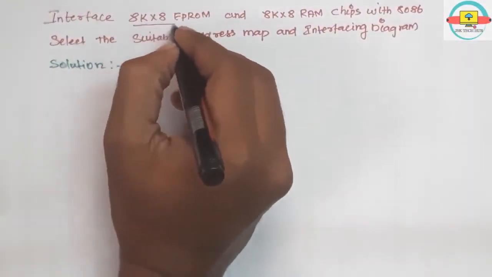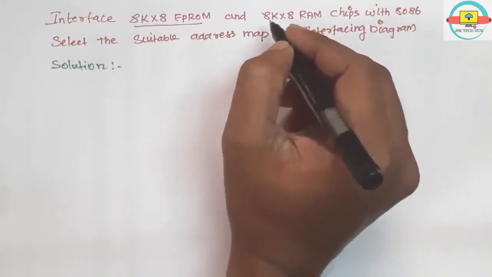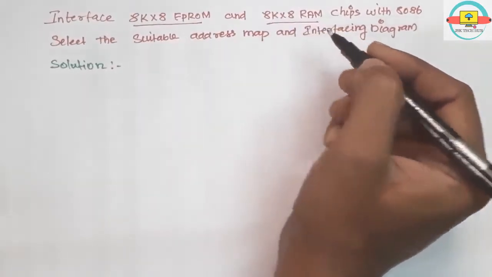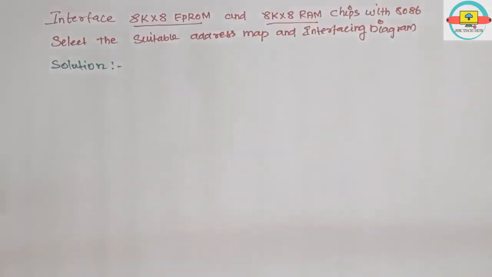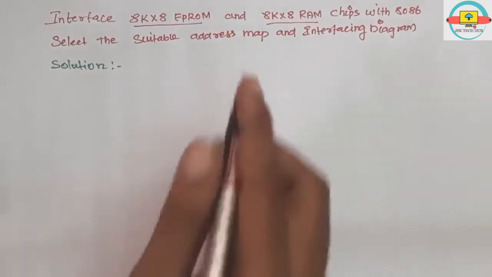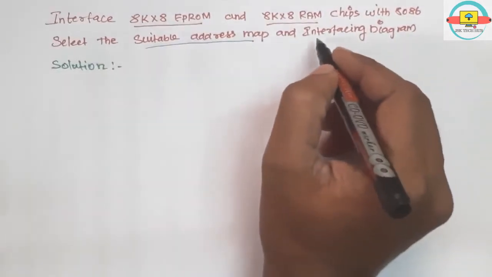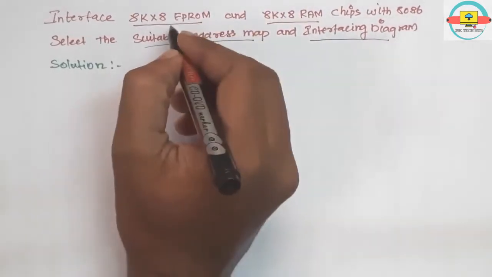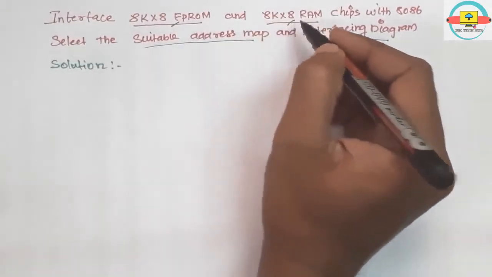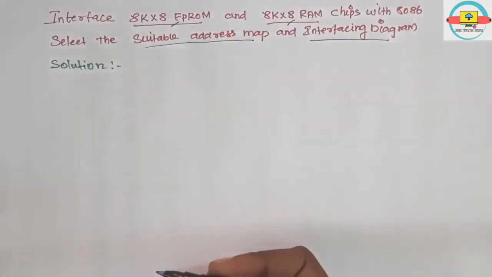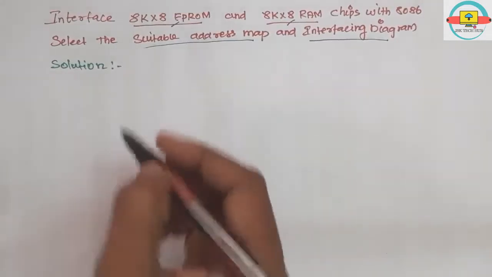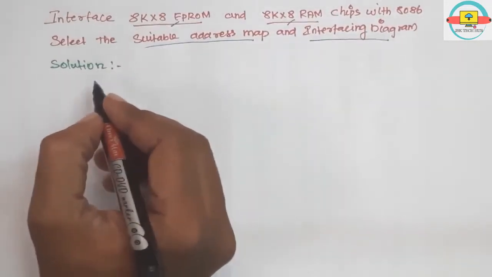Kilobytes 8 EEPROM and 8 kilobyte RAM chip with the Intel 8086 microprocessor, and we are going to develop the suitable address mapping and interfacing diagram to interface these two memory chips with the Intel 8086 microprocessor. Here we are going to interface the two types of memory.